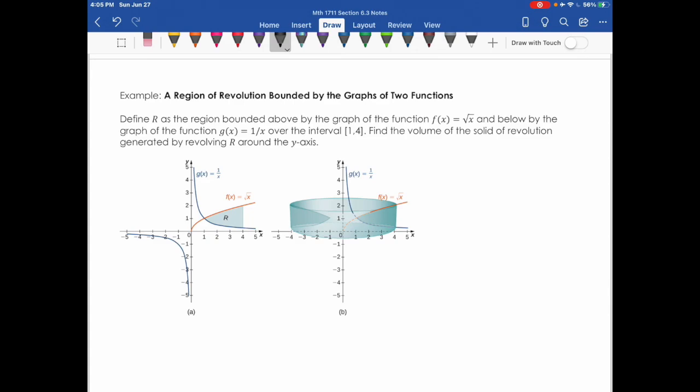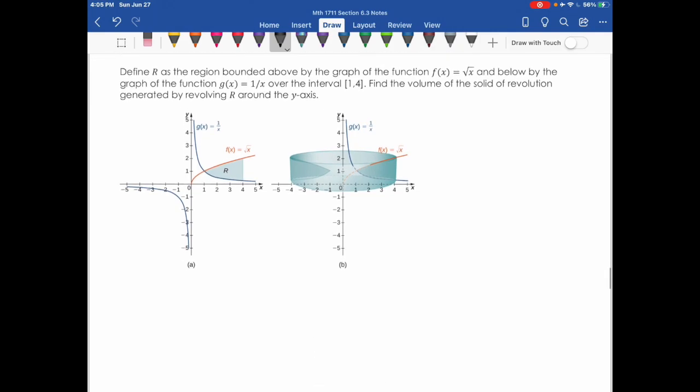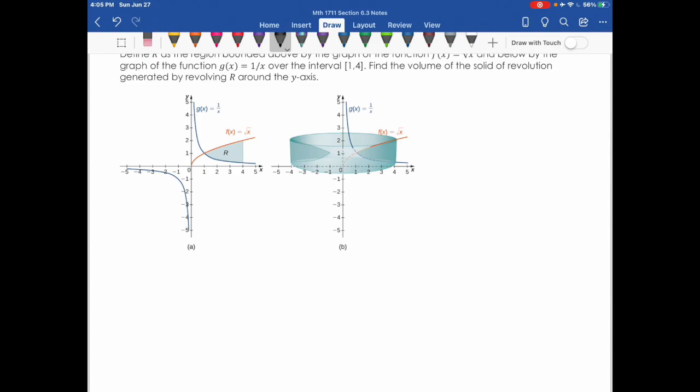Now, our next example, we're going to look at the volume of a solid of revolution for which that region that we spin around the y-axis is bounded by the graphs of 2 functions. When we look at this, it says, define R as the region bounded above by the graph of the function square root of x and below by the graph of the function 1 over x over the interval from 1 to 4. We're going to find the volume of the solid of revolution generated by revolving R around the y-axis.